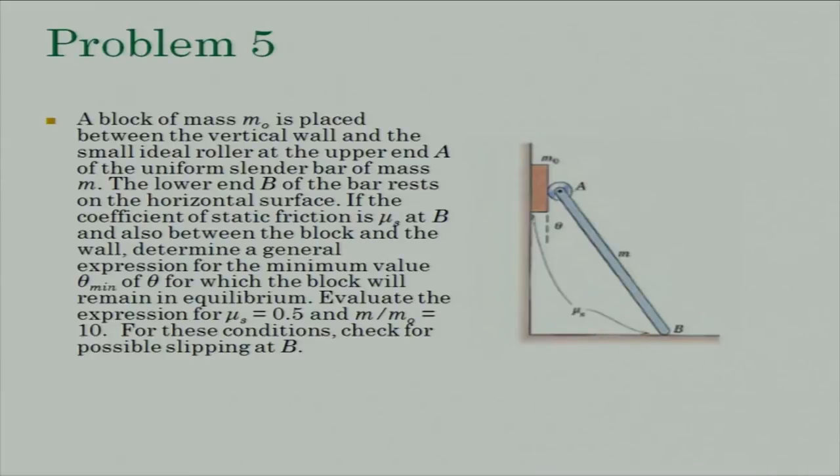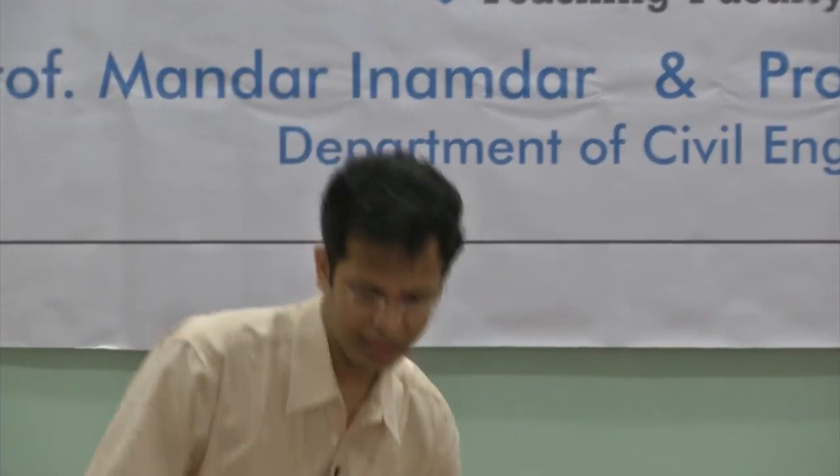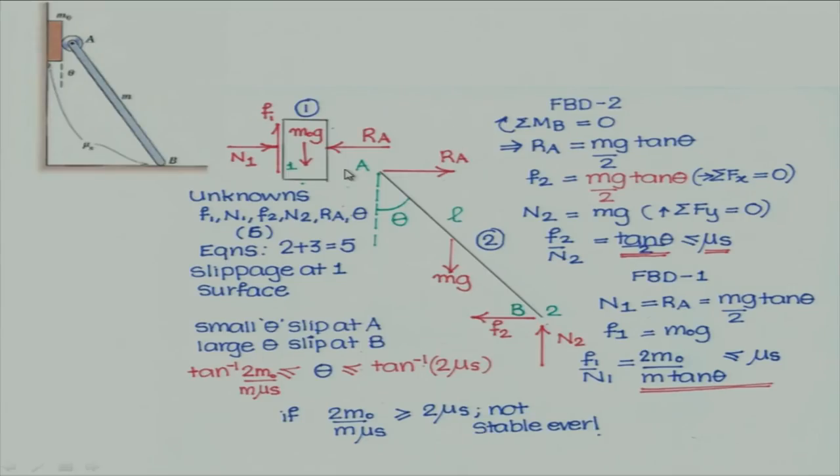There's a range of theta. What is happening here? The mechanism is that at one theta this falls down, and at another theta this slips out. A simple way to do it is to take the top free body diagram: F1 should be equal to M0G for equilibrium of this mass, and N1 should be equal to RA. Take the second rod's free body diagram. By taking torque about point B, we immediately find RA, which will be equal to MG by 2 tan theta.